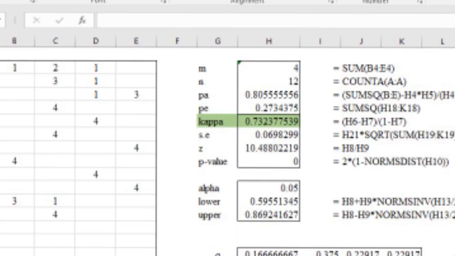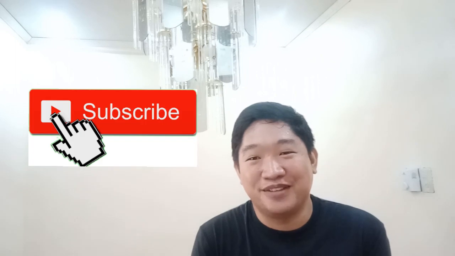So since the computed Fleiss' kappa in our given example is 0.73, which essentially is greater than 0.60, congratulations, your interview guide is valid and at the same time reliable. That's the time that you could proceed to your data gathering procedure. And that ends our discussion.